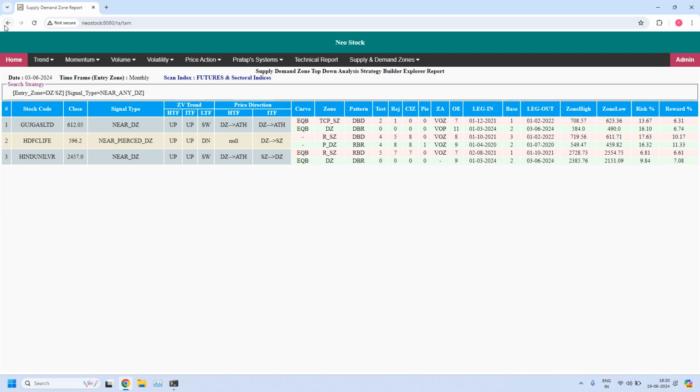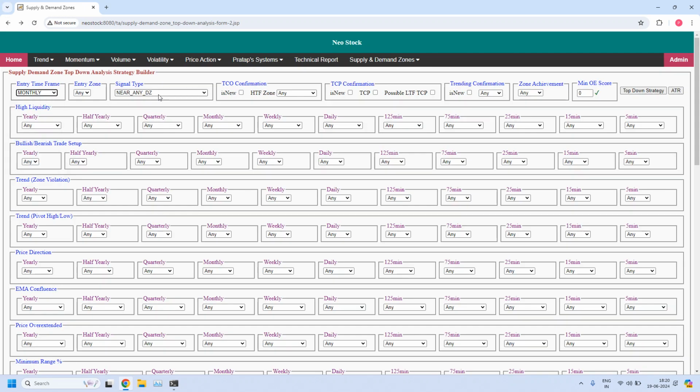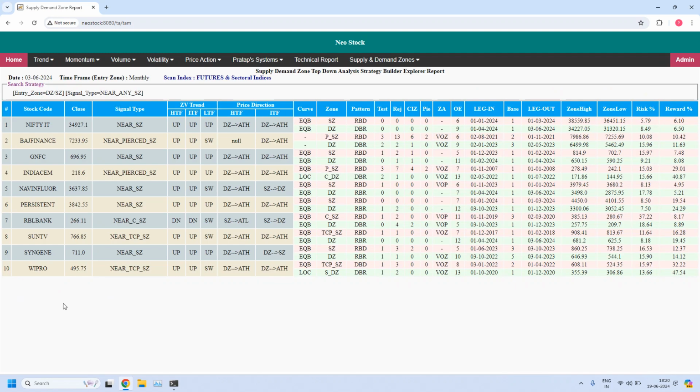So let me go back. For monthly time frame, let us find the stocks near monthly supply zone. 10 stocks are filtered near to the monthly supply zone.